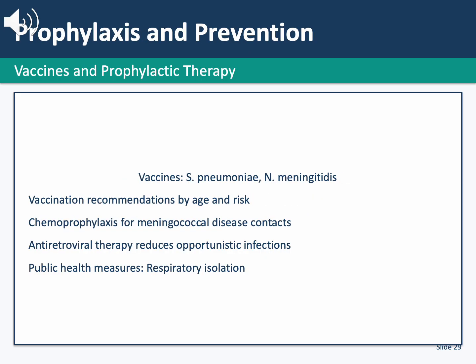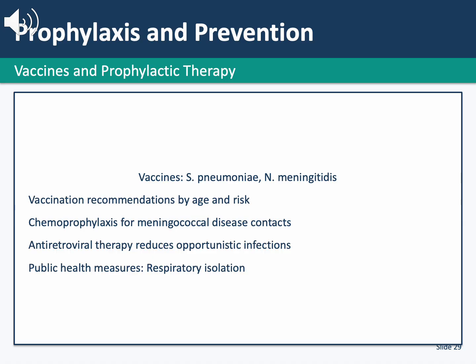Prevention of CNS infections is important for reducing disease burden. Vaccines are available for several bacterial pathogens, including Streptococcus pneumoniae and Neisseria meningitidis. Vaccination recommendations vary by age and risk factors. Chemoprophylaxis may be indicated for close contacts of patients with meningococcal meningitis.